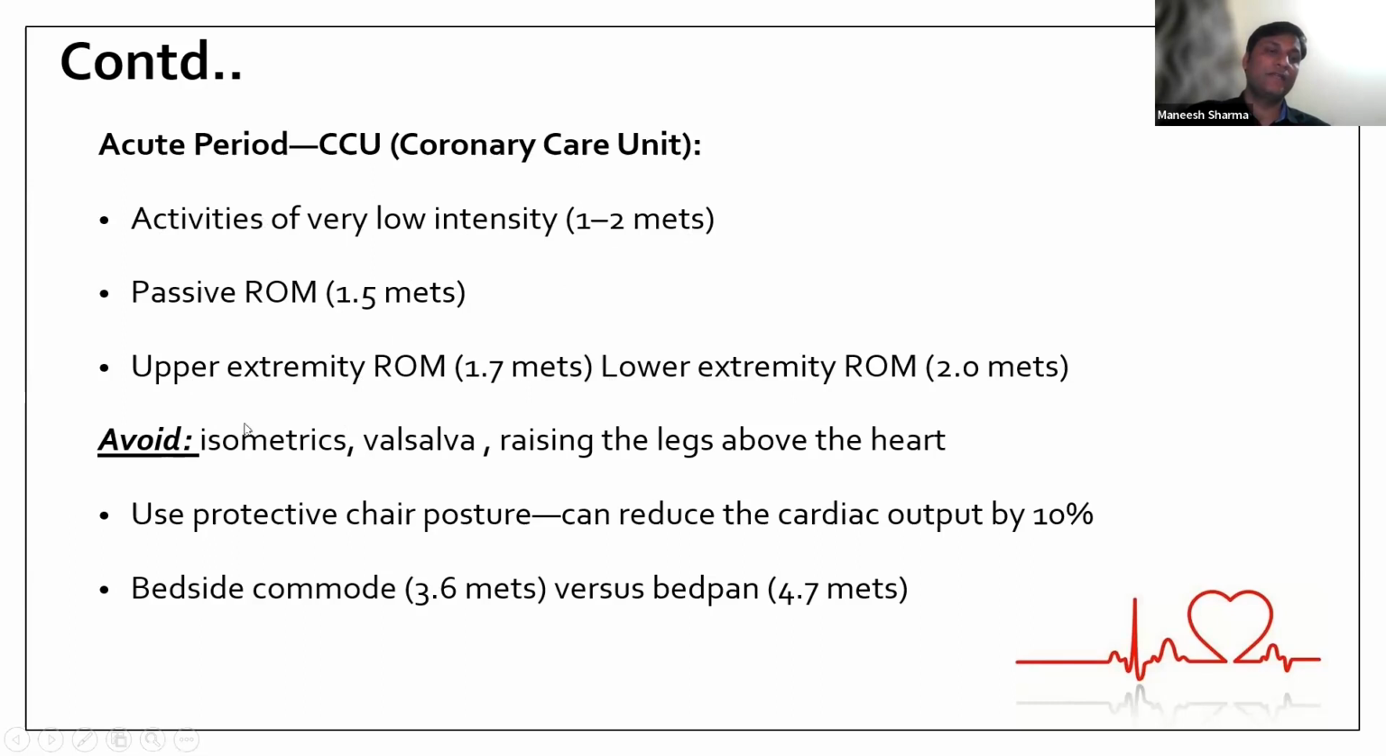In this phase, the patient should avoid isometric and Valsalva maneuvers. The reason is that they increase the workload of the heart and the heart rate. Therefore, such activities should be avoided. Even raising the legs above the level of the heart increases the preload, so such activities should be refrained from in the first phase of cardiac rehabilitation. The patient can use a protective chair because it reduces the cardiac output by 10%. The patient can also use the bedside commode because it consumes less energy, 3.6 METs, versus the bedpan, which consumes more, 4.7 METs. So bedside commodes are preferable to bedpans in this phase.